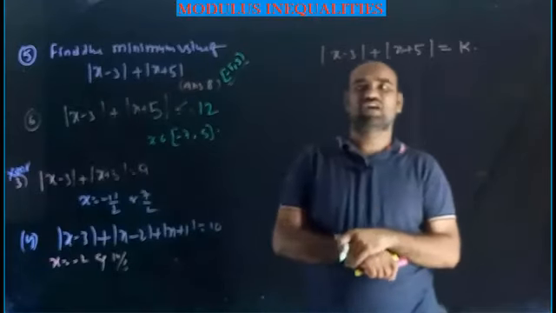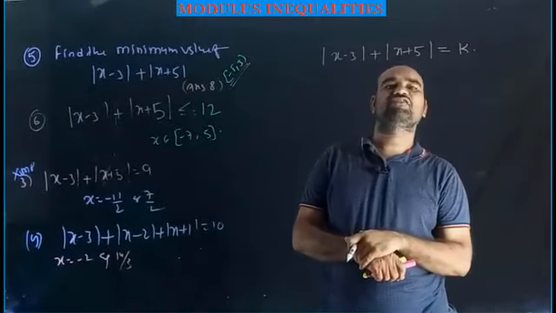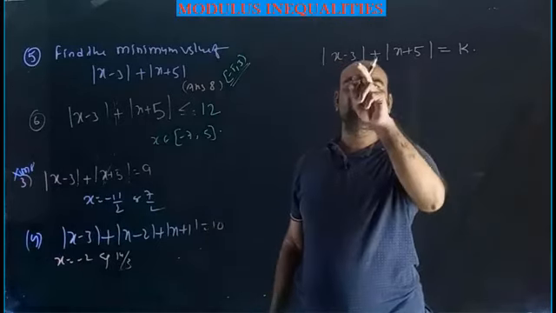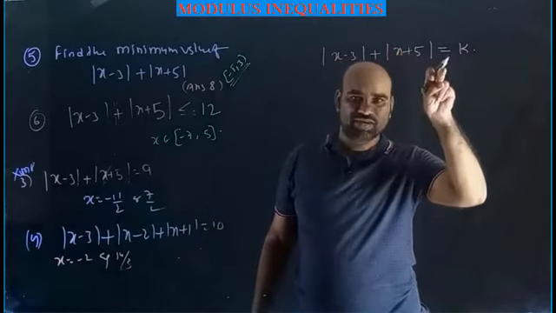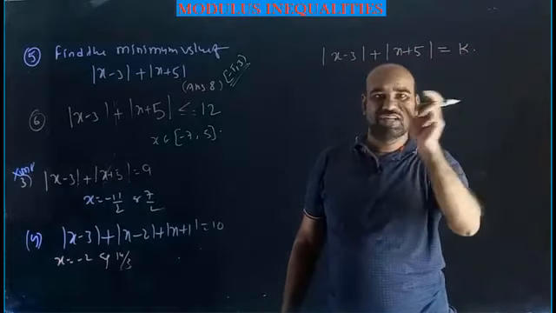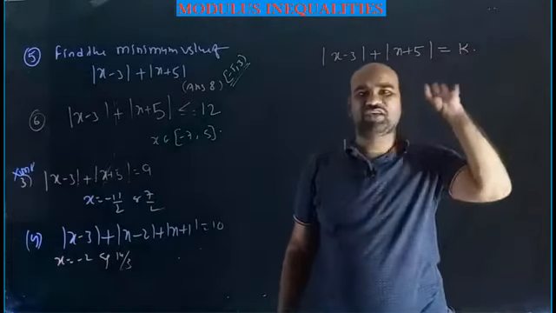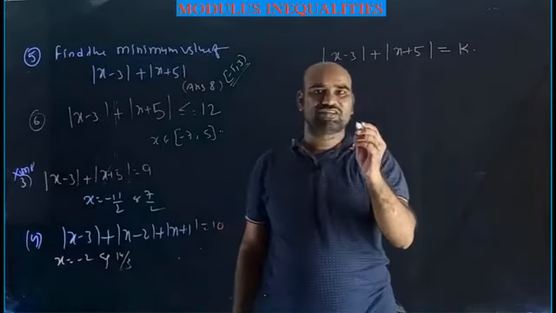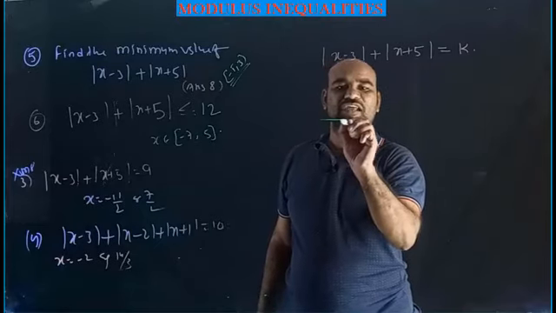Here also, mod of x minus 3 plus mod of x plus 5 equal to k. We want to find the value of x on the number line so that the distance from 3 to that real number plus the distance from minus 5 to that real number, the summation of the distances, should be equal to k. Interesting method. Draw a number line.